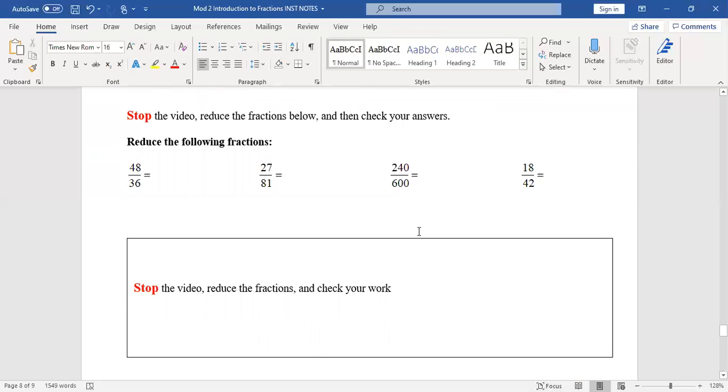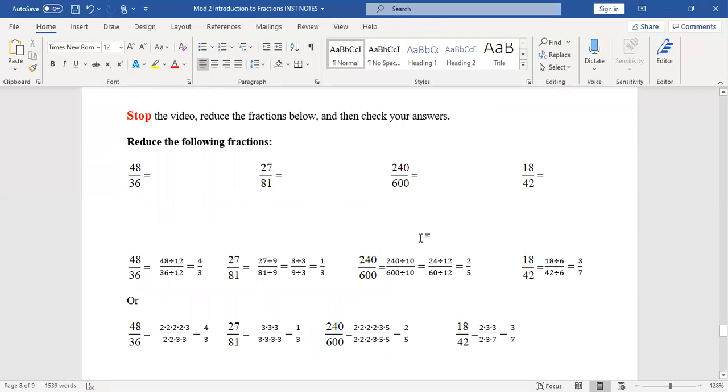So how did you do? 48 over 36, the greatest common factor is 12. So that's the method I chose. 48 divided by 12 is 4. 36 divided by 12 is 3. So 48 over 36 is equivalent to 4/3.